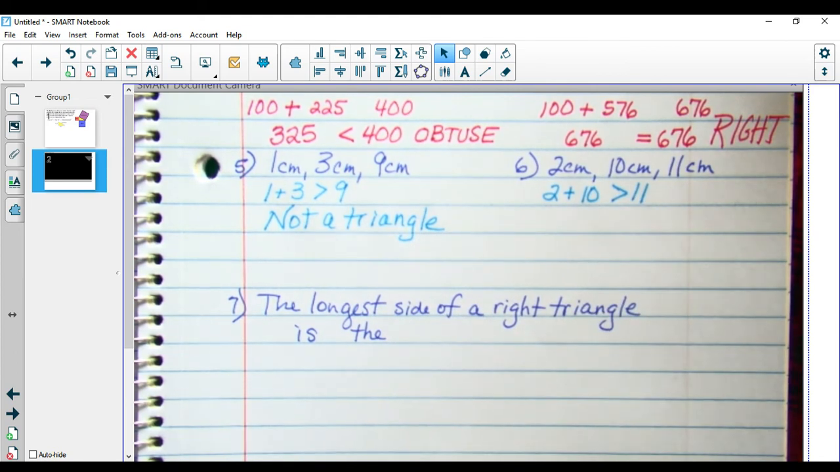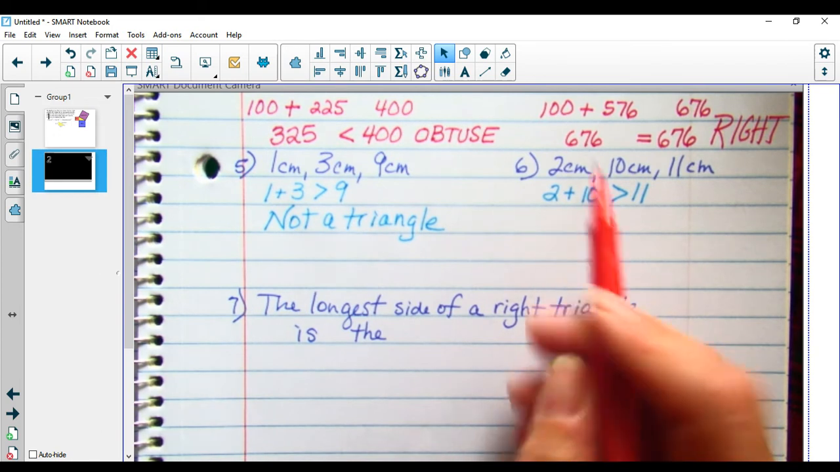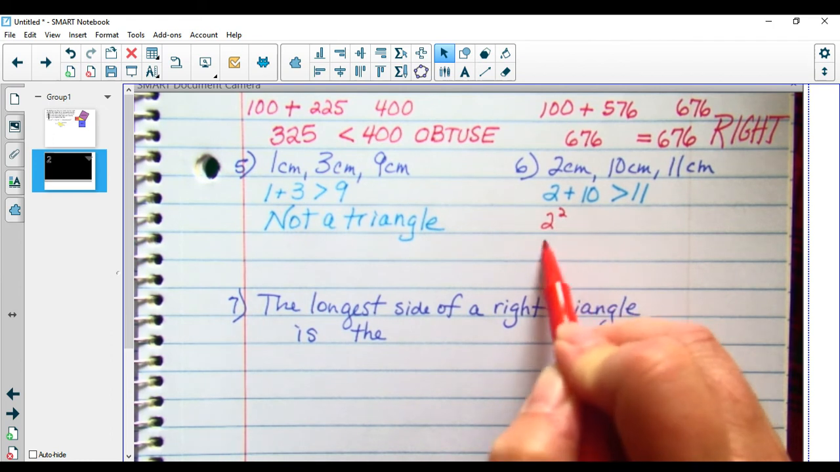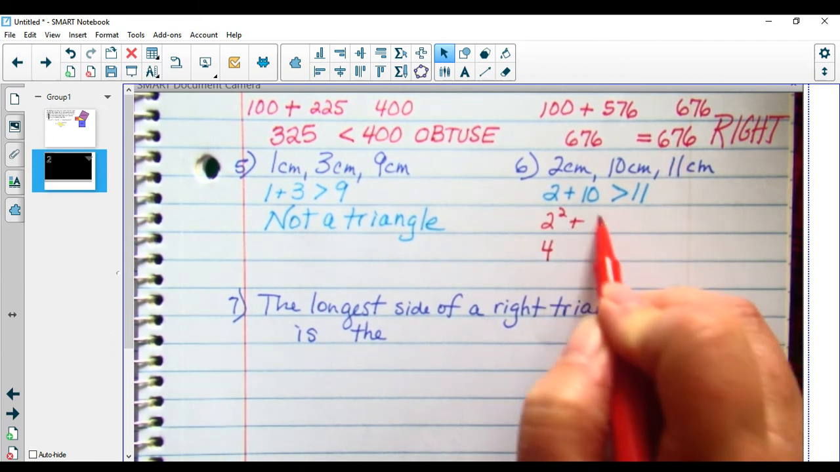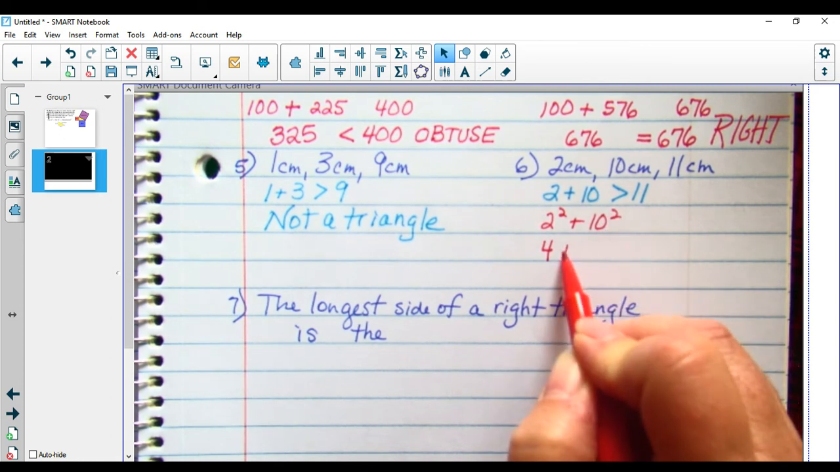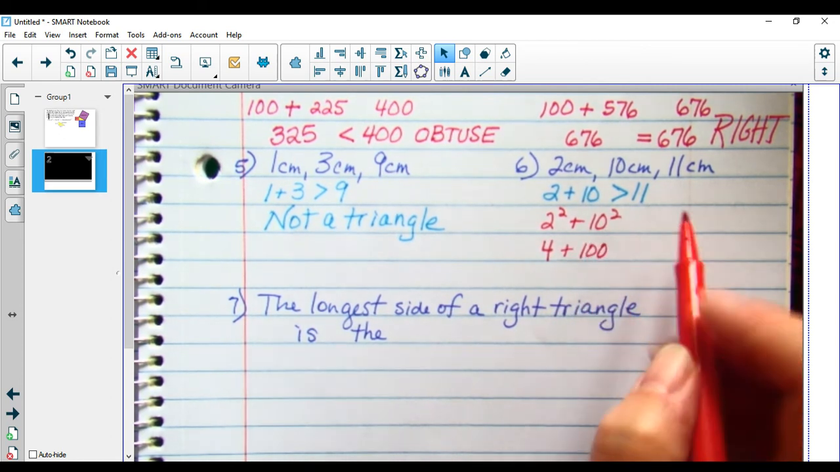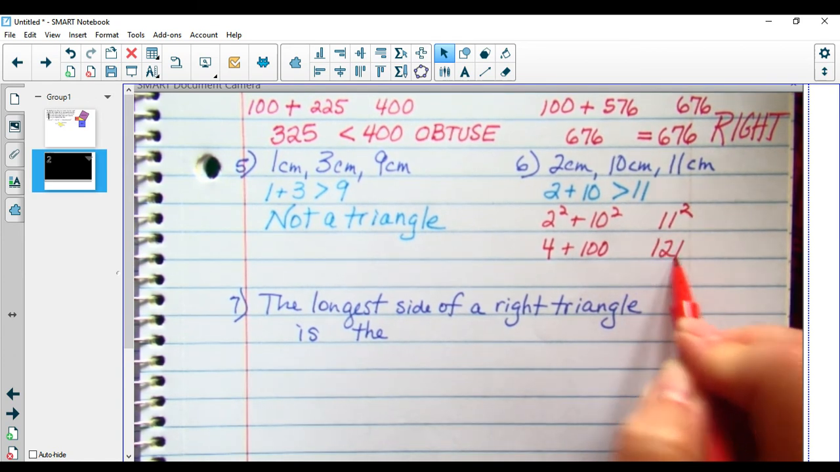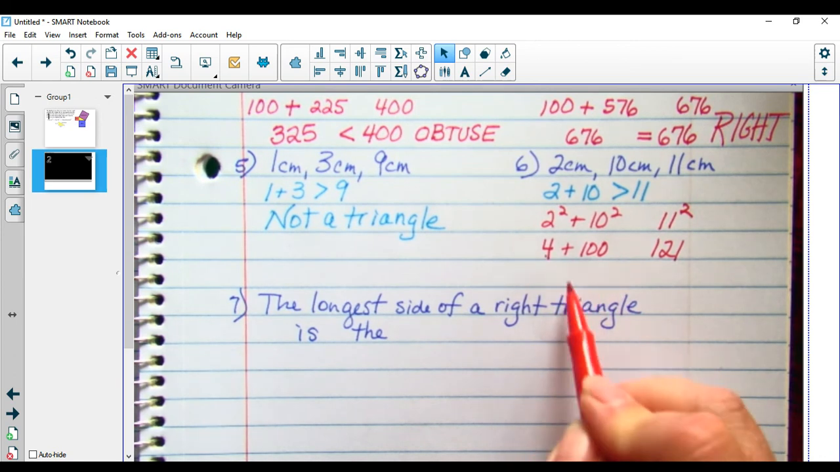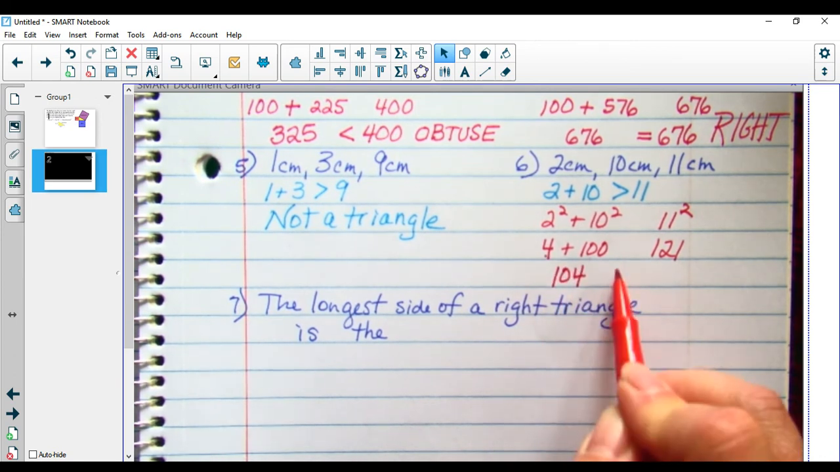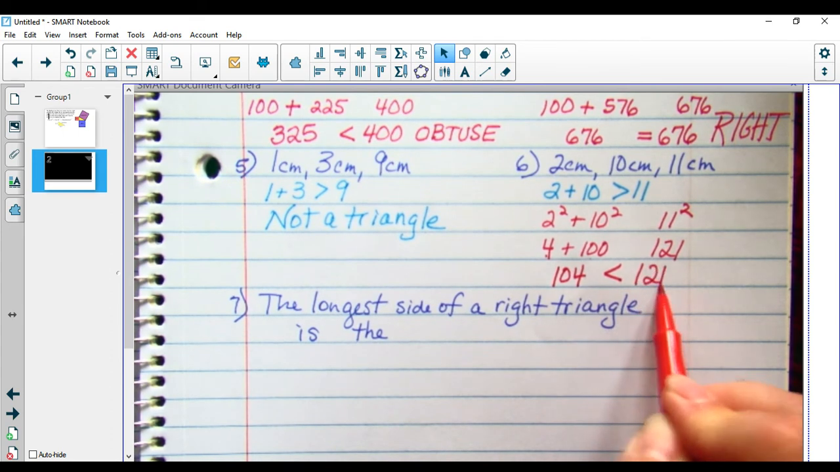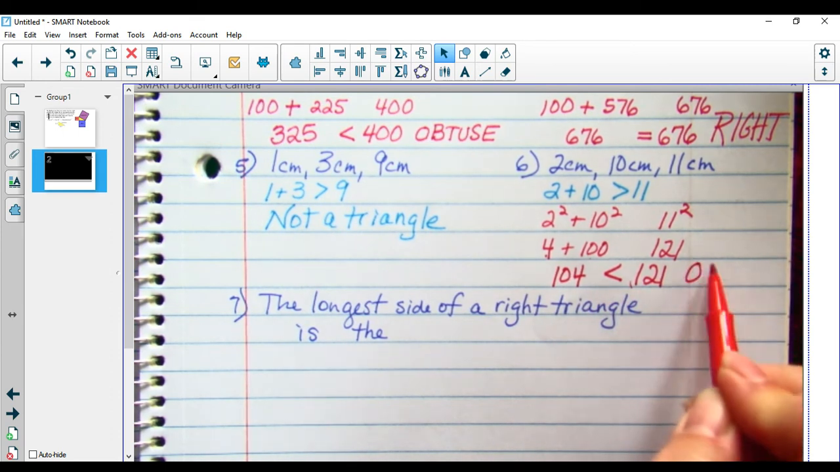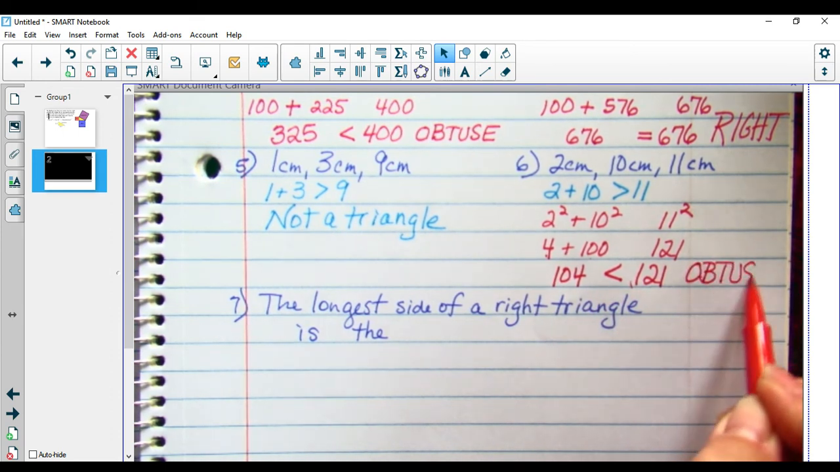So we go ahead and square each one to decide what type of triangle it is. 2 squared is 4, plus 10 squared is 100. And how does that compare to 11 squared, which is 121? 4 plus 100 is 104, is less than 121. C squared is bigger than the sum of the two smaller squares. That is an obtuse triangle.